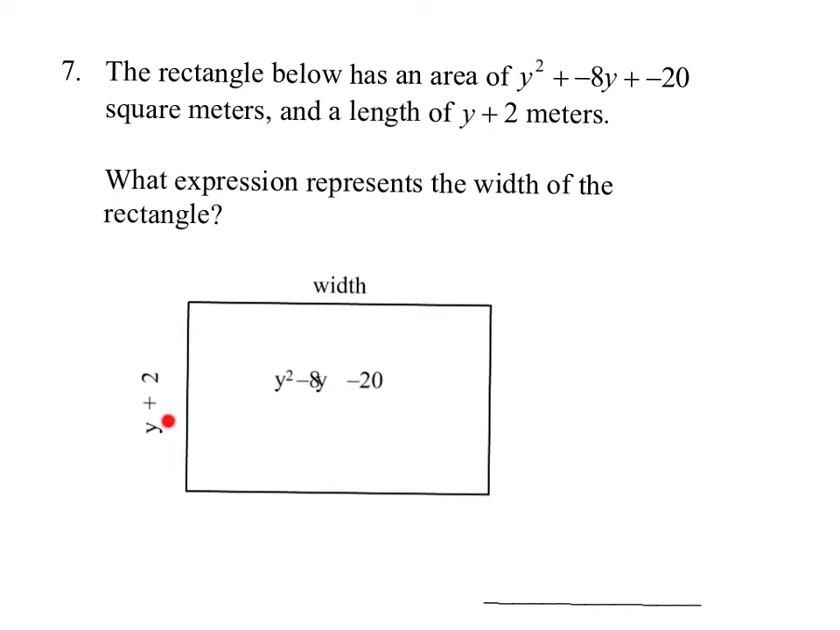Well, remember, length times width equals area. So really these are factors. These are factors of the area. So if I factor this and I find the two factors, I bet one of them will be y plus 2 and the other one will be our width.